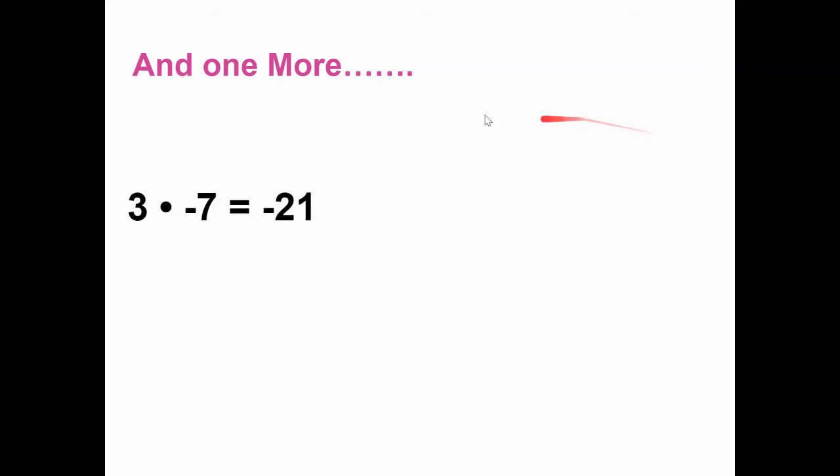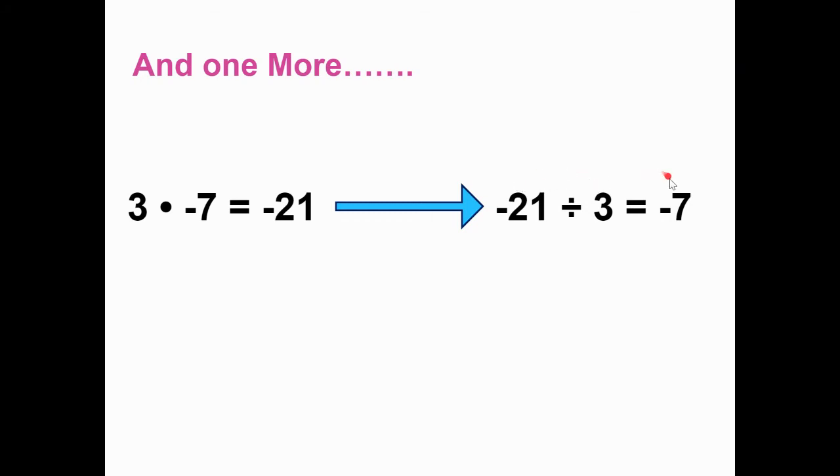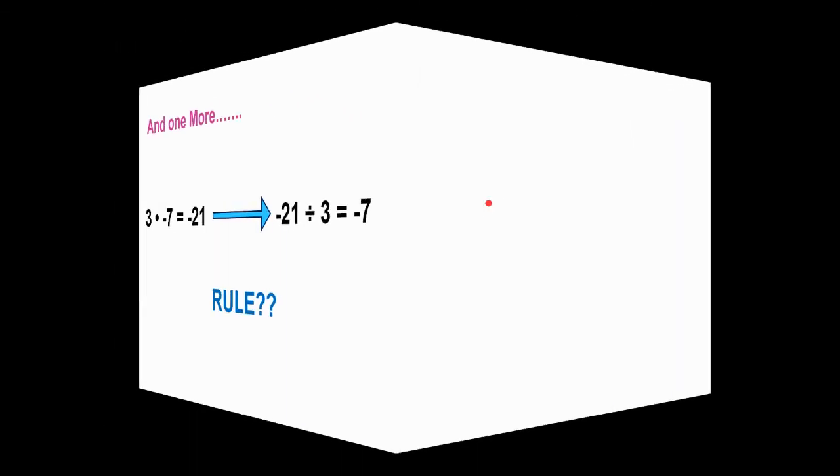So let's look at this again. Same math fact, 3 times negative 7 is equal to negative 21, but we're going to change it around a little differently this time and make it negative 21 divided by a positive 3 is equal to a negative 7. So then what would be the rule? A negative divided by a positive is a negative. So unlike signs, the quotient will be negative.